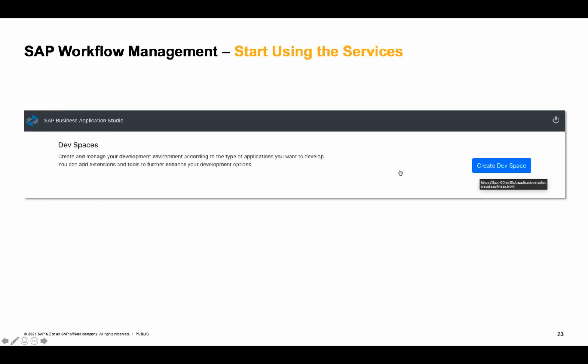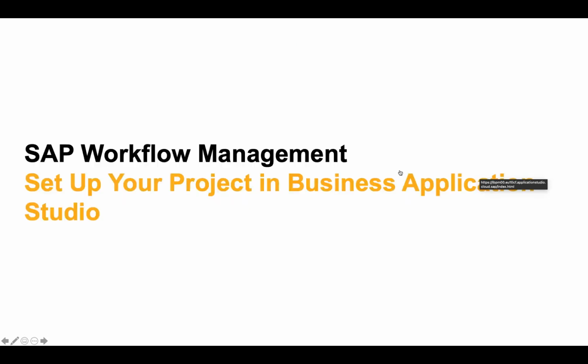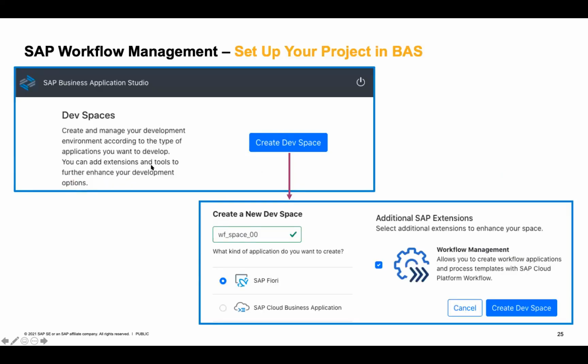There's the create dev space. We'll come to that. And here in this section, set up your project in Business Application Studio. So what do we actually need to do? When you're in Business Application Studio for the first time, you will need to click this button, create dev space. By that, you create your own development environment within the Business Application Studio, where you can develop your own applications.